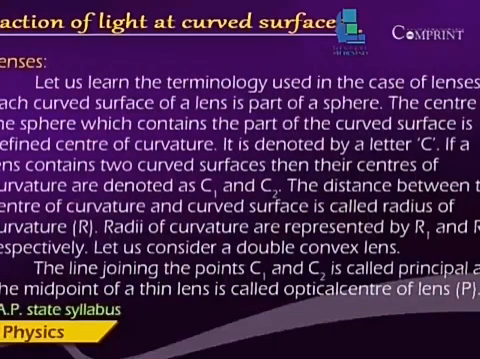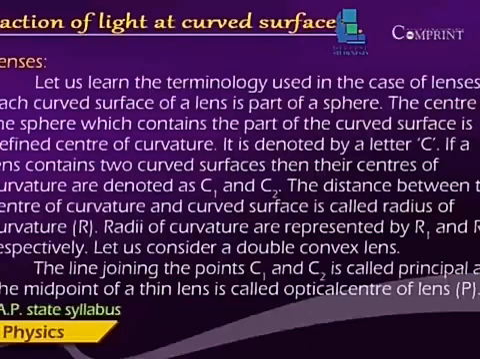Let us learn the terminology used in the case of lenses. Each curved surface of a lens is part of a sphere. The center of the sphere, which contains the part of the curved surface, is defined as the center of curvature. It is denoted by the letter C. If the lens contains two curved surfaces, then their centers of curvature are denoted as C1 and C2. The distance between the center of curvature and the curved surface is called the radius of curvature. Radii of curvature are represented by R1 and R2 respectively.